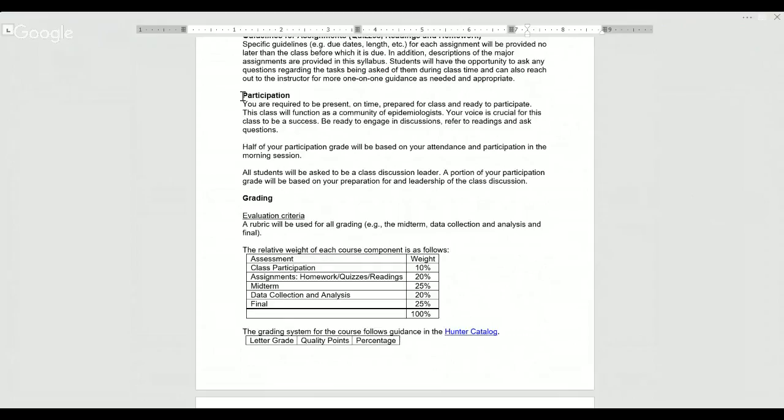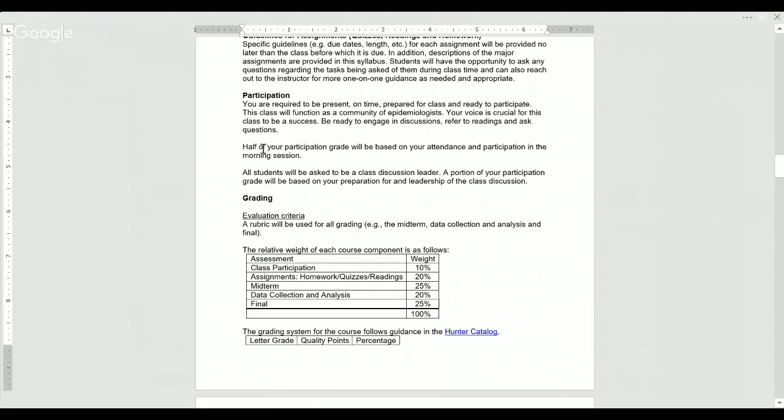Half of your participation grade will be based on your, oh, sorry, this should be updated. We aren't having a morning session. But half of your participation grade will be based on just purely attendance, right? The other half is going to be based on actually participating, and usually when I'm rating students, it's just sort of a low, medium, high in terms of participation, and in terms of whether you're giving me the impression that you've read the articles.